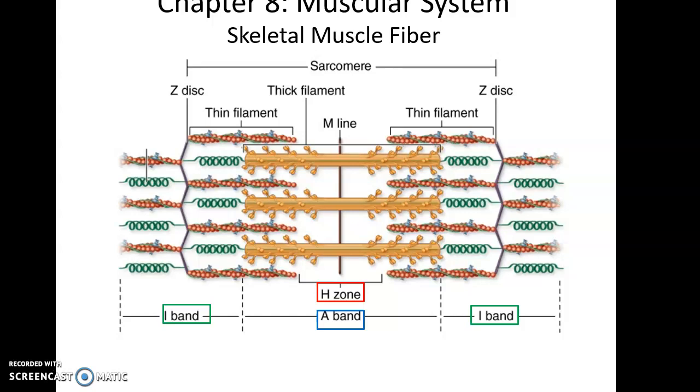So anatomists love to name everything, and so different regions of the sarcomere have their own distinct names. So for instance, the A band is the width of the thick filament. So the A band is the complete width of the thick filament. Then the I band is where you only see thin filaments. So there are no thick filaments, only thin filaments in the I band. And then the H zone here in the center is where you only have thick filament. So A band, length of thick filament; I bands, where there's only thin filament; and H zone, where there's only thick filament.